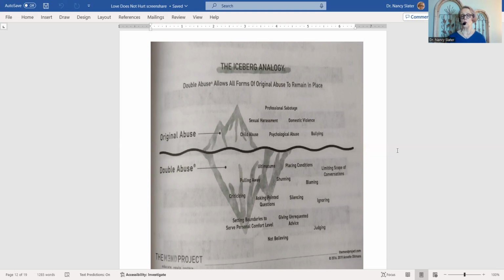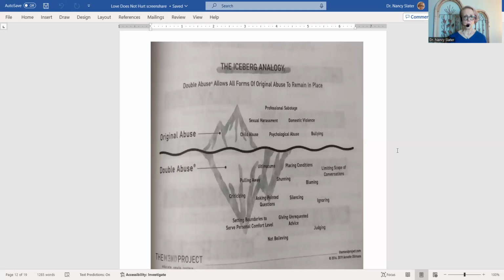Yes, I will help you, but you have to get a job. You have to do better. We will let you in the shelter, but you have to stop your drug abuse. You can't use alcohol. You can't smoke in our shelter. You can't. Placing conditions. It's shunning a person, turning away from them as if they were lepers. It's limiting the scope of conversation and help.